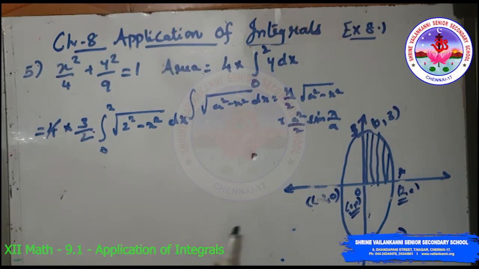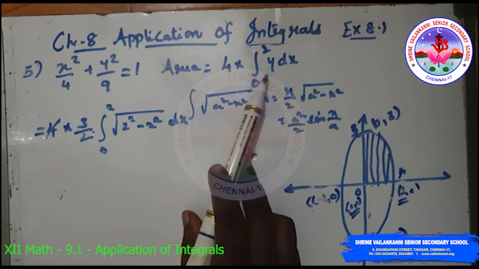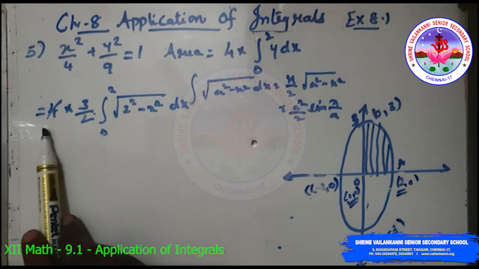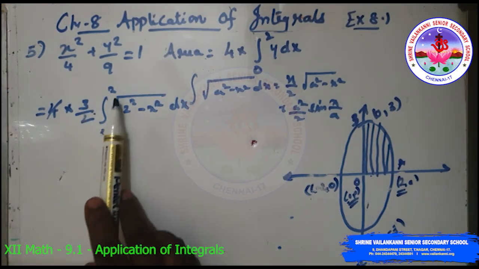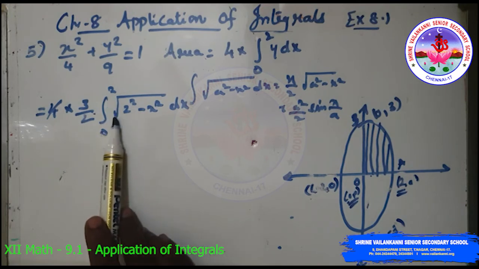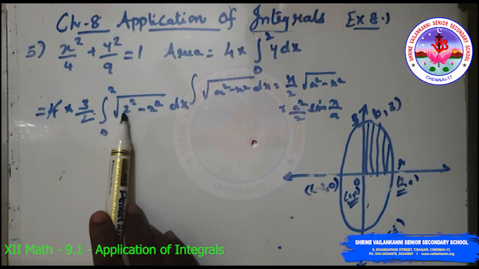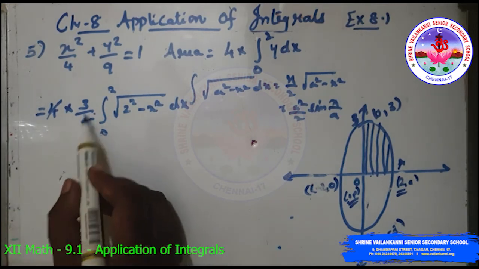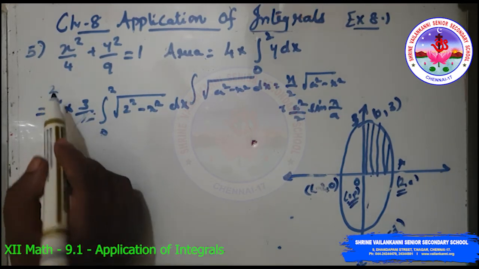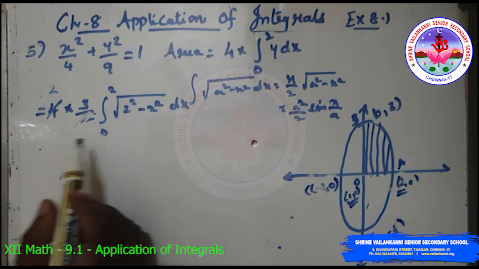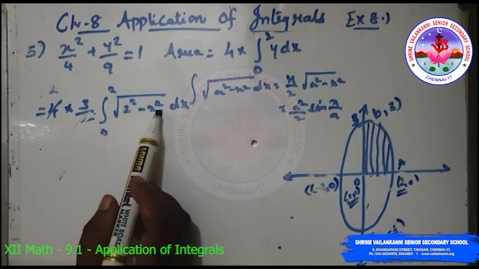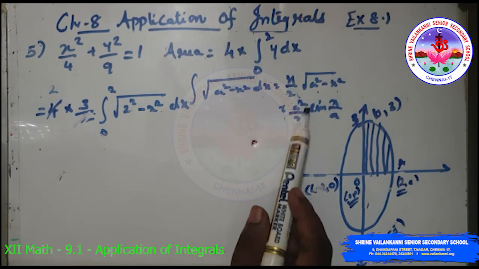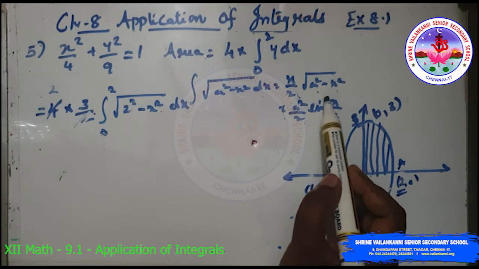So area of the required ellipse is 4 into integral of 0 to 2 y dx, which is equal to 4 into 3 by 2 integral of 0 to 2 root of a square minus x square, that is 2 square minus x square, into dx. So cancelling 2 and 4, 2 into 3 we get 6. Integral of root of a square minus x square dx is equal to x by 2 root of a square minus x square plus a square by 2 sine inverse of x by a.